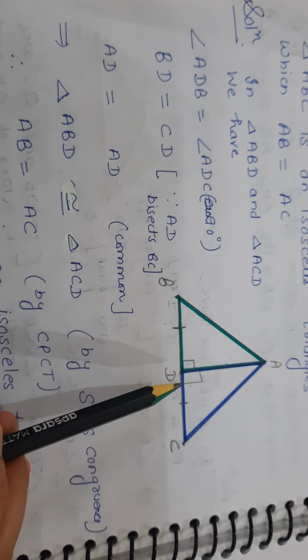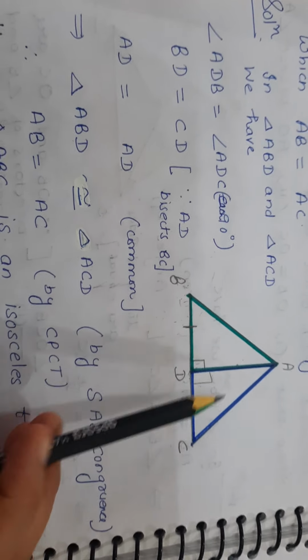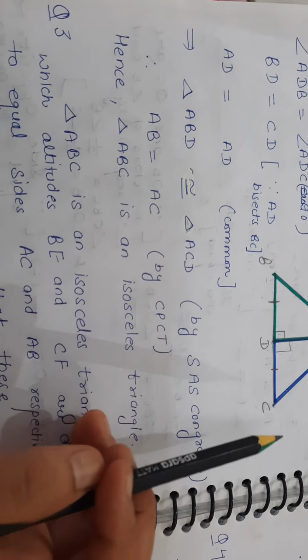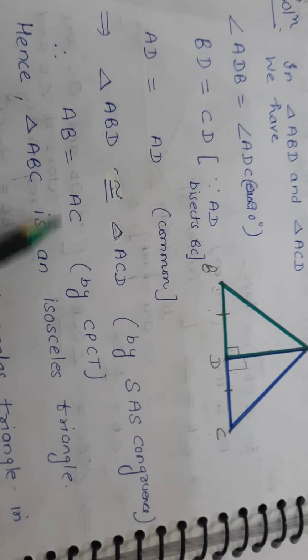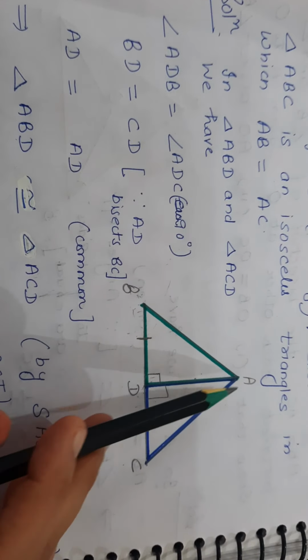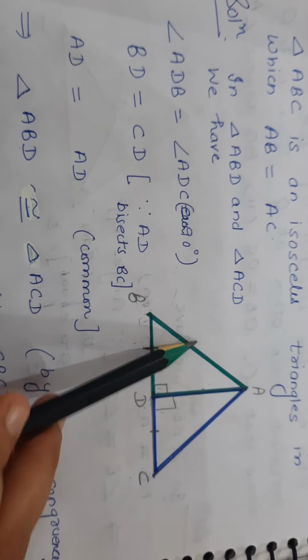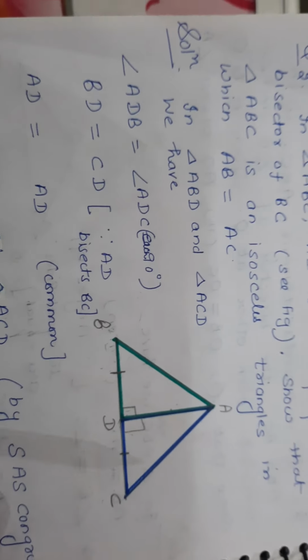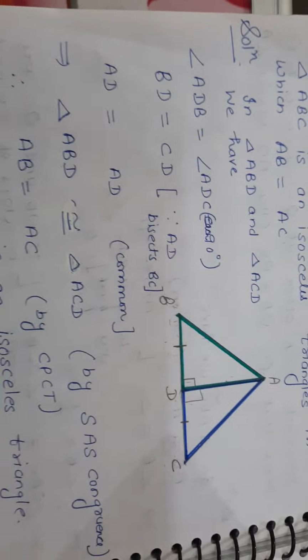Now if these two triangles are congruent, by using CPCT, side AB is equal to AC, right? So if in triangle ABC, side AB is equal to side AC, that means two sides are equal. So this triangle is going to be an isosceles triangle.